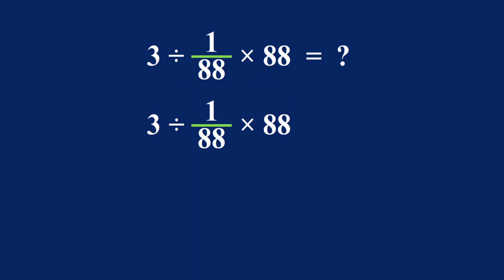We have 88 divided by 88, which equals 1. So here we have just 1, and 3 divided by 1 equals 3. But this answer is not correct because according to the order of operations, we have to do this division first, not this multiplication. So let's start the correct solution.